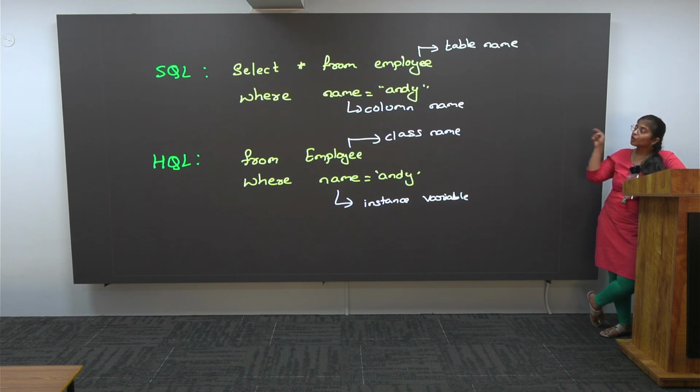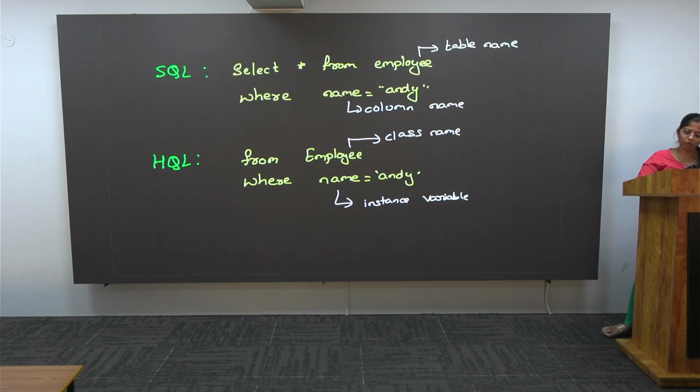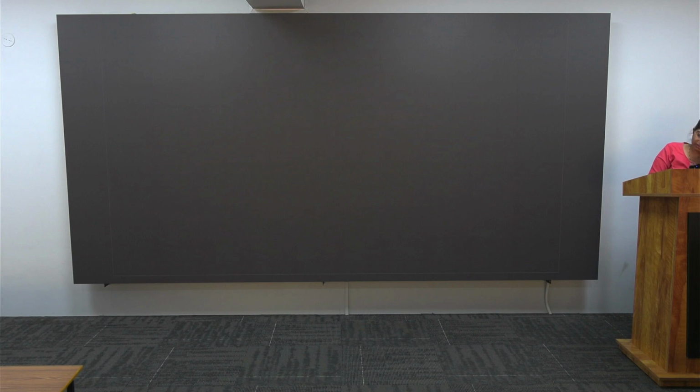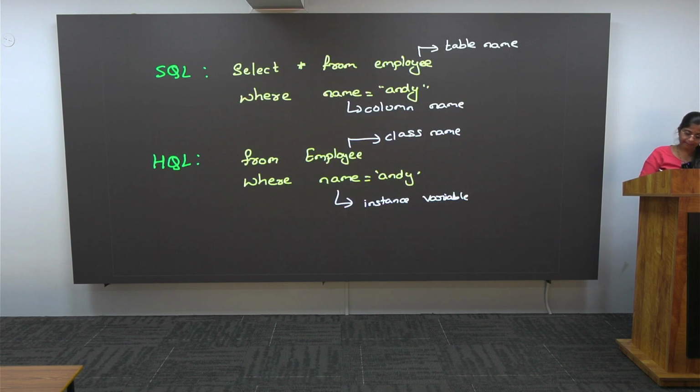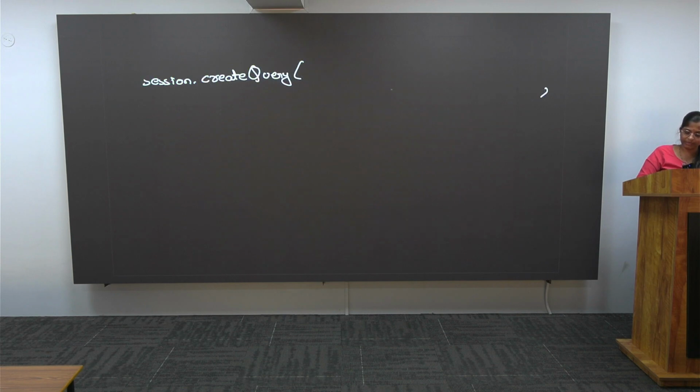Whenever you want to write your HQL queries, there are certain steps I need to follow. There is one method available which I need to use. What is the method, if you ask me? Whenever you want to write your own query, I need to call a method using session, called createQuery, and inside this method I can pass the query. Whatever query you want to pass, you can pass it over here.